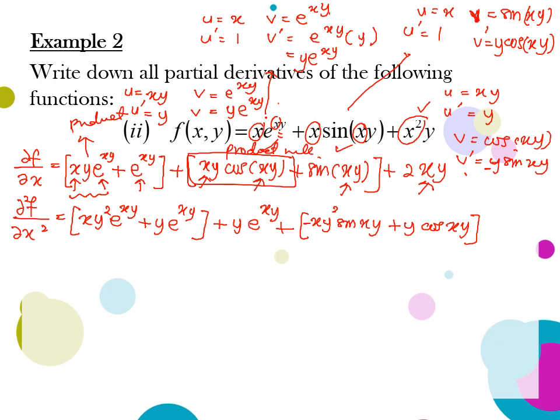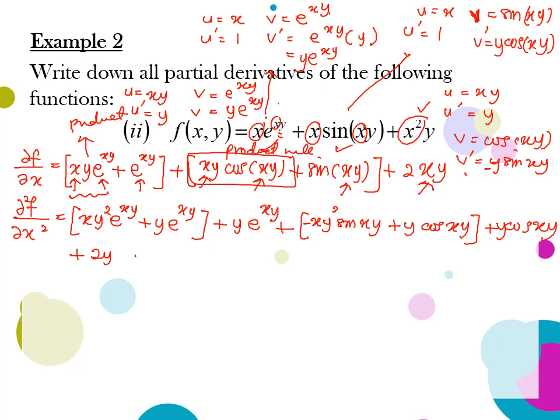And the sine term will become y cos xy, and 2xy there will become just plus 2y. Right, so what a long differentiation. Okay, so you can simplify whatever can be simplified. I will just leave this for you to simplify, so don't forget the negative sign and so on.